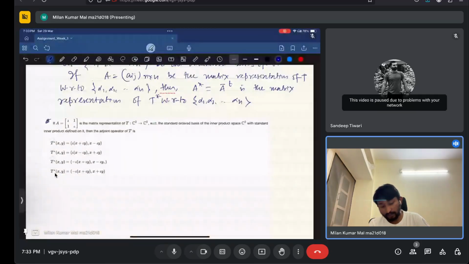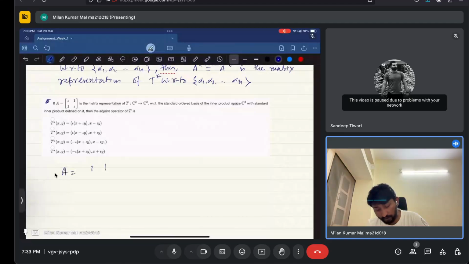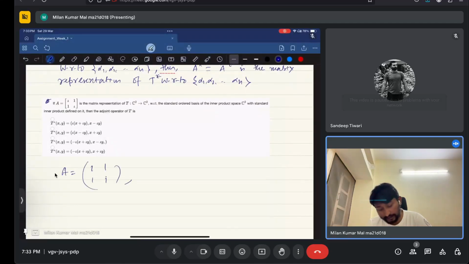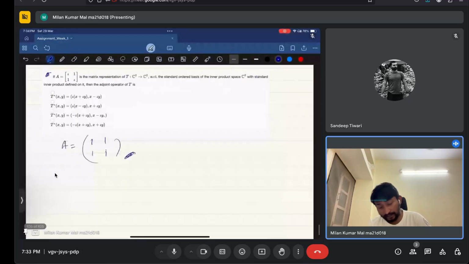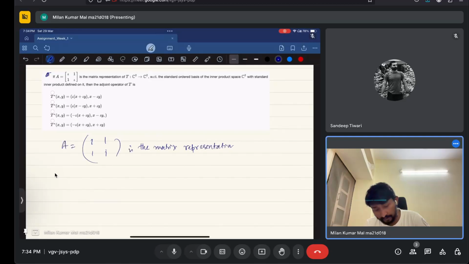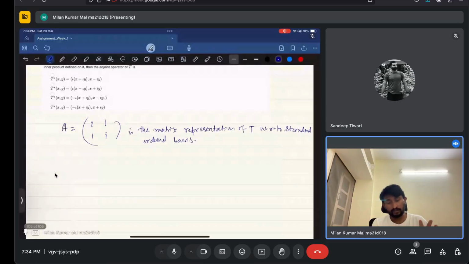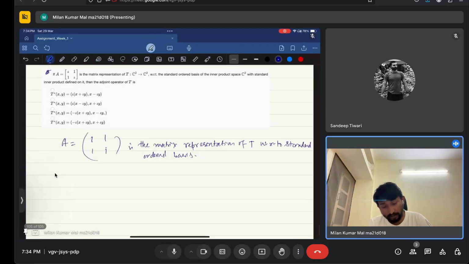But it says that A is equal to the matrix 1, i, 1, 1. So this is the matrix representation of T with respect to the standard ordered basis, that is 1 0, 0 1, with the standard inner product defined on it.